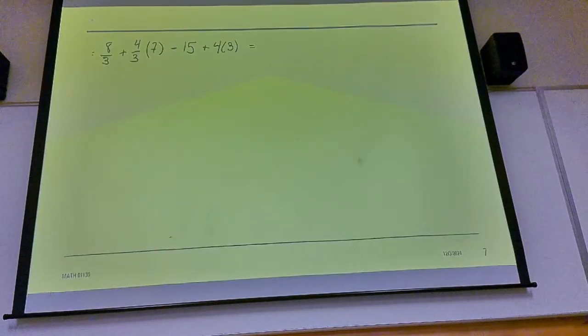Eight plus 28. 36 divided by 3. Oh, that's nice. 12 minus 15 plus 4 times 3. Four times 3 is 12. Negative 3 plus 12. Area is 9. Now let's do it the easier way.